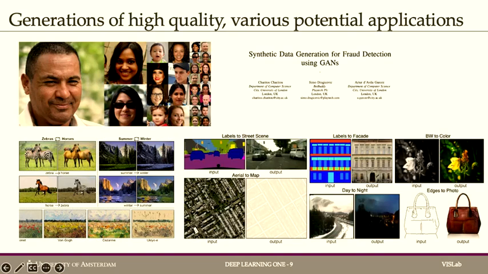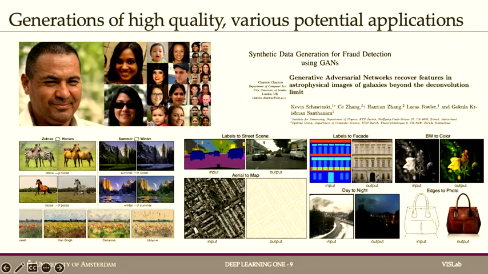It goes further. You can also use it for generating fake data to train real fraud detection systems, and it's been used in some astrophysics. So there's really a lot of applications.